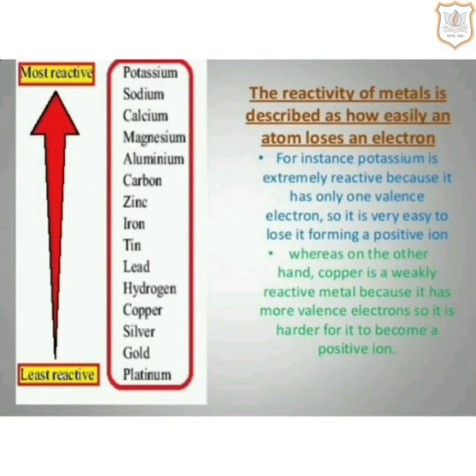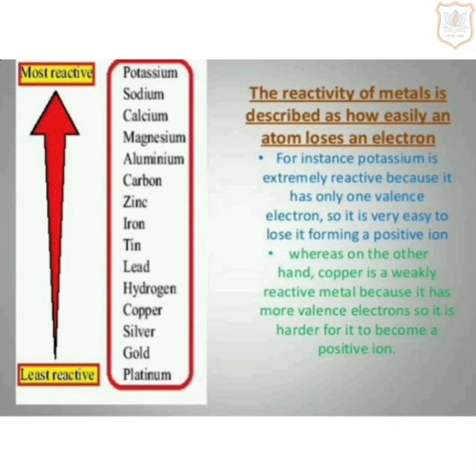Let's see, this is the activity series for metals. Here we can see that metals present at the top of the series are more reactive. When we go down, reactivity decreases. For example, sodium and potassium are more reactive than iron. Here we can see hydrogen is also in the list. Even though hydrogen is a non-metal, it is electropositive, so it can be displaced by a metal.